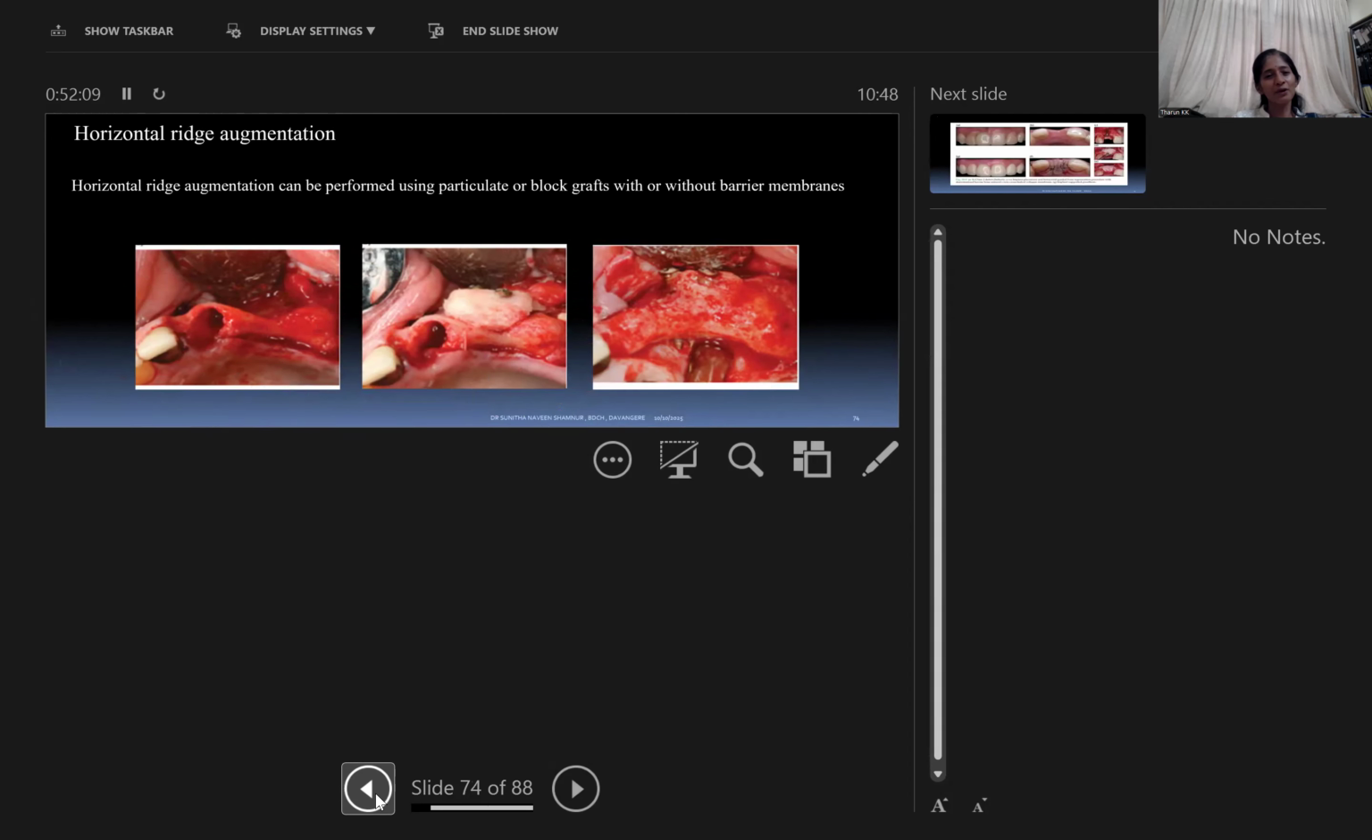This is how horizontal augmentation looks, where I've harvested a veneer graft, stabilized it with my bone tack screws. I've also done a little bit of ridge expansion there, grafted, closure, and see the amount of the good vertical bone that I have received after 5 months. I'm going to remove my bone tack screws later, then go ahead with my implant placement, obviously with my guided surgical guide.